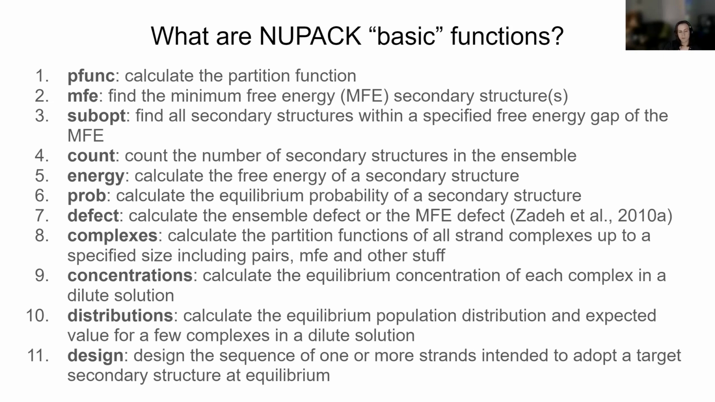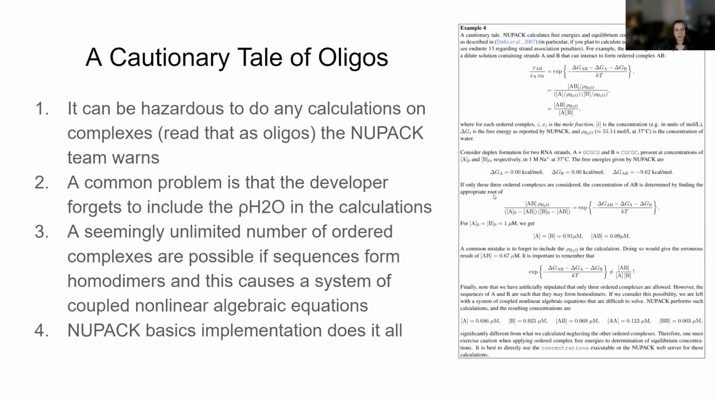Distributions, which I have not played with, and design. Distributions calculates the equilibrium population distribution. I don't really understand that. And design, which is what I was talking about: you can say, here's a simple target structure, make me an RNA structure that meets that, and kick out a sequence.